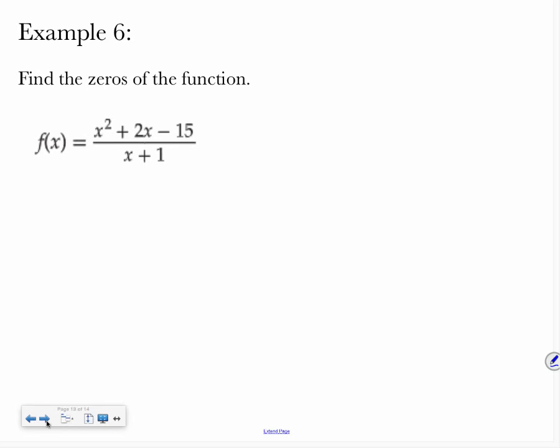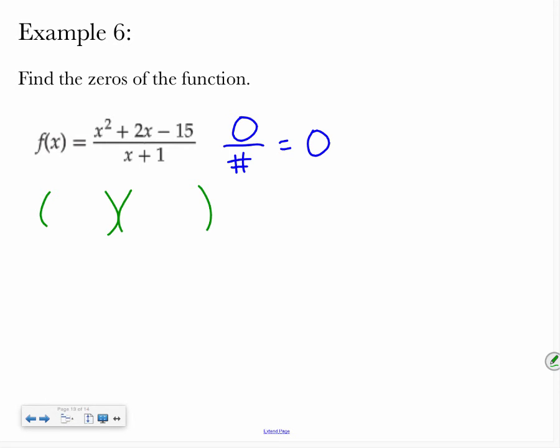So how do you guys think we're going to get a 0 for a function? We're going to need a 0 in our numerator, because 0 divided by any number equals 0. That means we need to get our numerator to equal 0. So let's start by factoring our numerator.